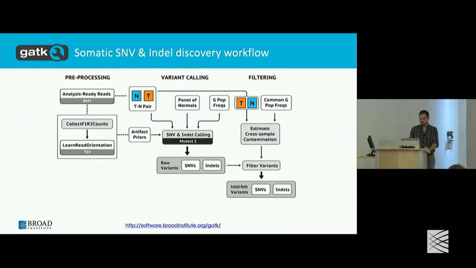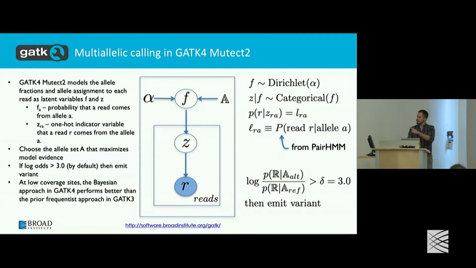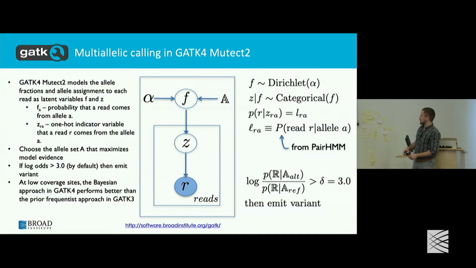On slide 11, you were saying that at low coverage sites GATK4 performs better than GATK3. I was wondering if you have benchmarks for how much better. Oh, this slide? So this just says that it performs better at low coverage sites because we marginalized out this F. It does not necessarily say that it outperforms GATK3, but it actually does. I don't have the performance numbers.